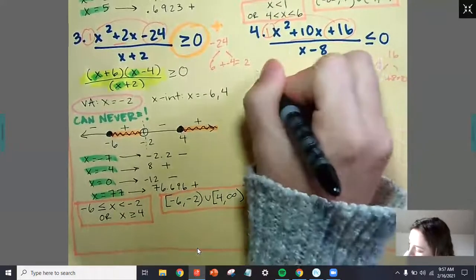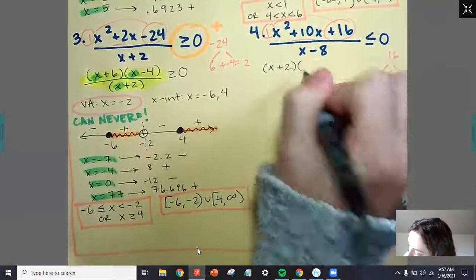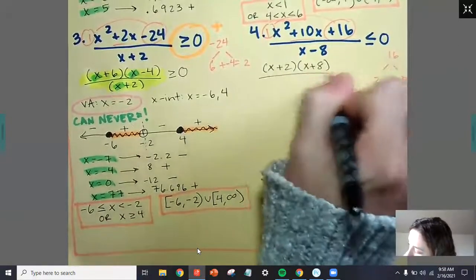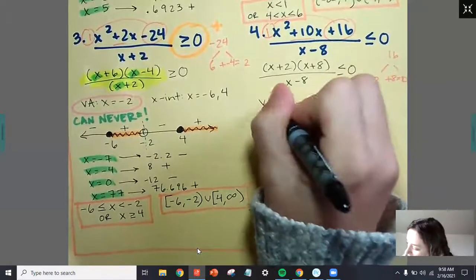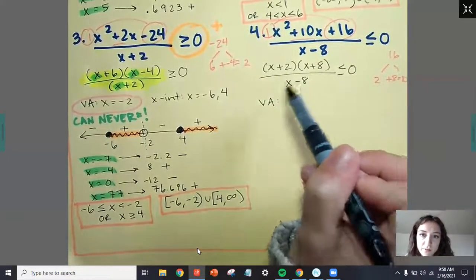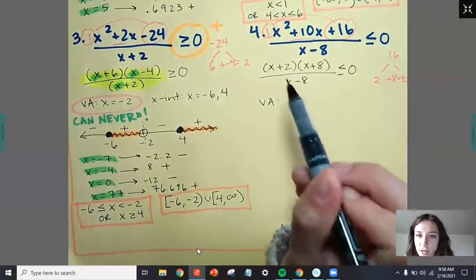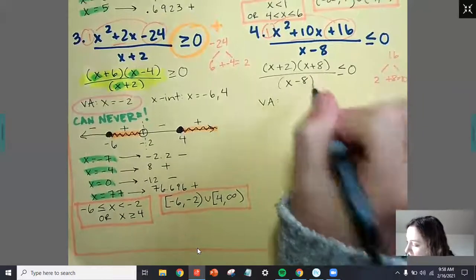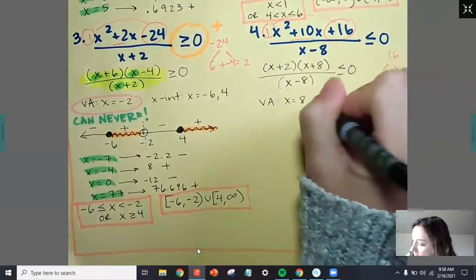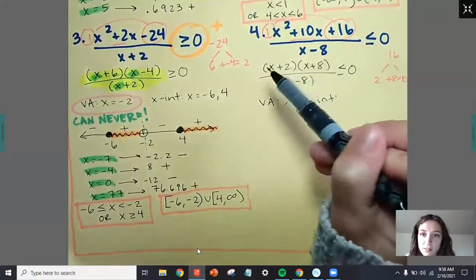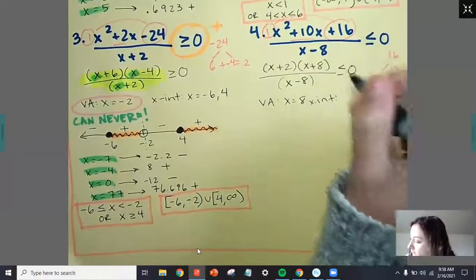Since we don't want it in the front, we can jump to our factored form. And we have our denominator, x minus 8. Okay, so now we want to write out our vertical asymptotes, and we also want to write out our x-intercepts. Notice we only have one vertical asymptote here, so that's going to be at whatever makes that factor 0, so it'd be positive 8. And then we have two x-intercepts, that is where the numerator is equal to 0, so that's going to be -2 and -8.